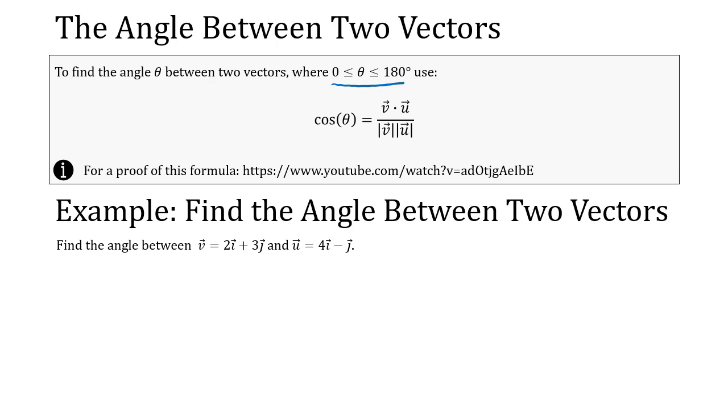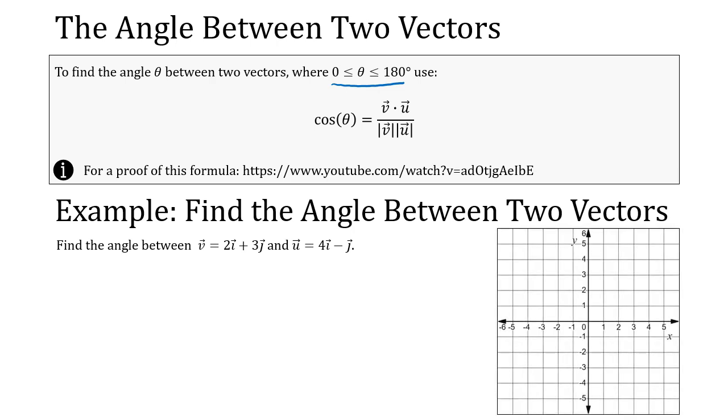Okay, so here is what we're going to do. And just to give us a visual, I'm providing a graph so that we can actually graph this to see if the angle between the two vectors makes sense to us. So the way that this is written for vector v, it's written as a position vector. So if I start at the origin and I move 2 unit vectors along the horizontal axis and 3 unit vectors along the vertical axis, I end up in this first quadrant. Okay, so this is going to be vector v.